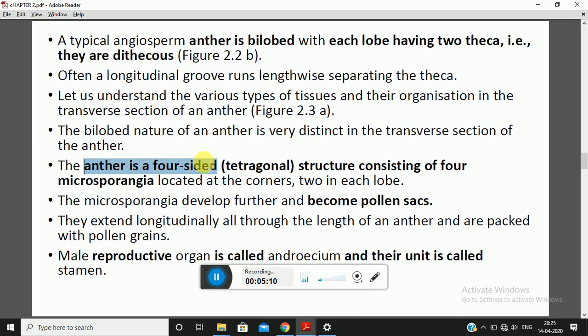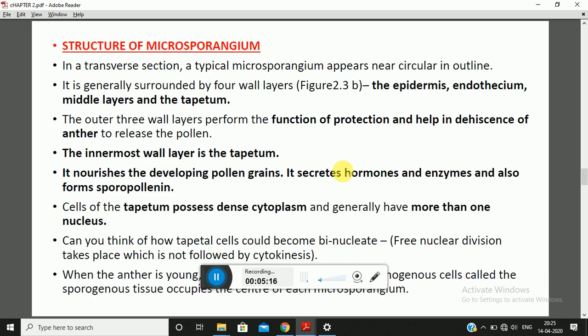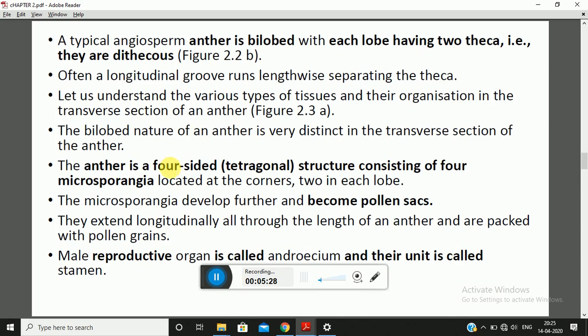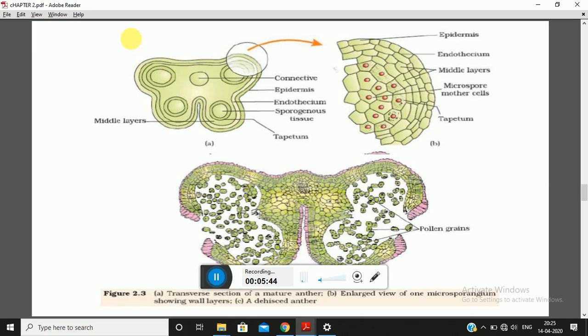Now anther is a four-sided tetragonal structure. Now if you see the transverse section of the anther, here you can see that there are four different areas or four different sides. It is a tetragonal structure and it consists of four microsporangia, and those microsporangia are located at the corners, two in each lobe. So if you see the structure, there are two microsporangia in each lobe.